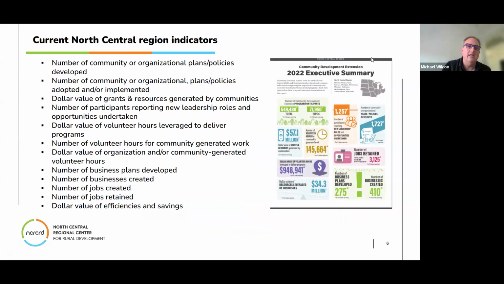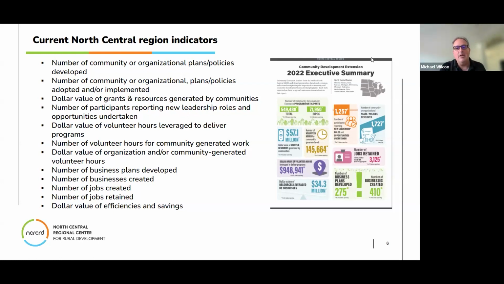But these indicators currently include things like number of community and organizational plans and policies developed, implemented, the dollar value of grants and resources generated by community, number of participants reporting new leadership roles, dollar value of volunteer hours, number of volunteer hours, dollar value of organization or community generated hours, business plans developed, businesses created, jobs retained, and dollar values of efficiencies and savings.